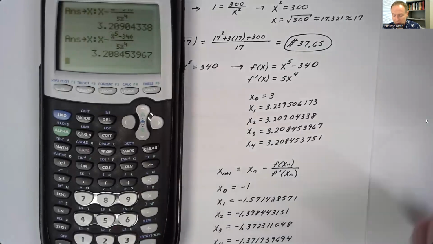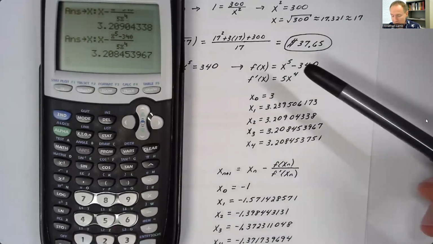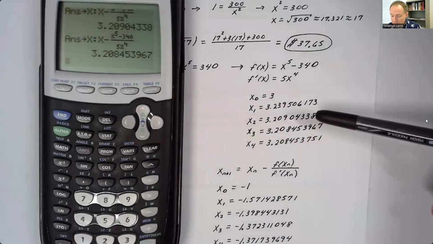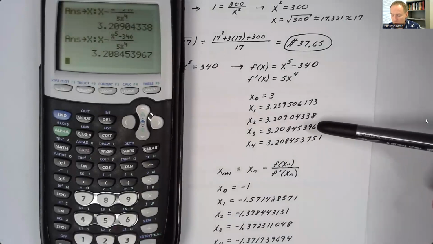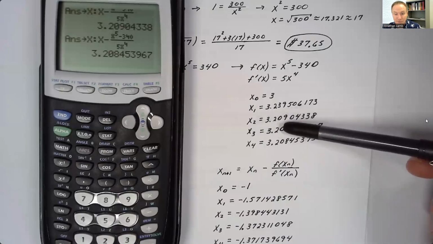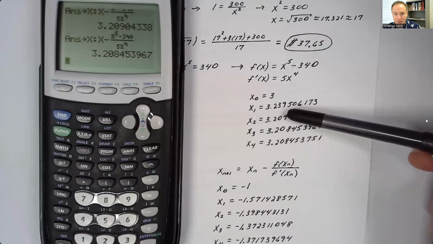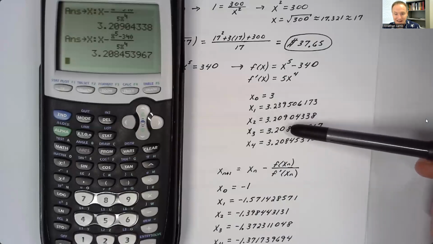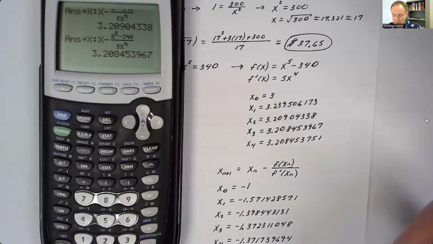So I just hit enter again. It takes that answer, plugs it into the expression. And now you'll see we get 3.208453967. At that point, I would have 2 decimal place accuracy. I'm not certain whether the next number is a 9 or just an 8. So I could say, well, all right, let's do a 4th refined guess.